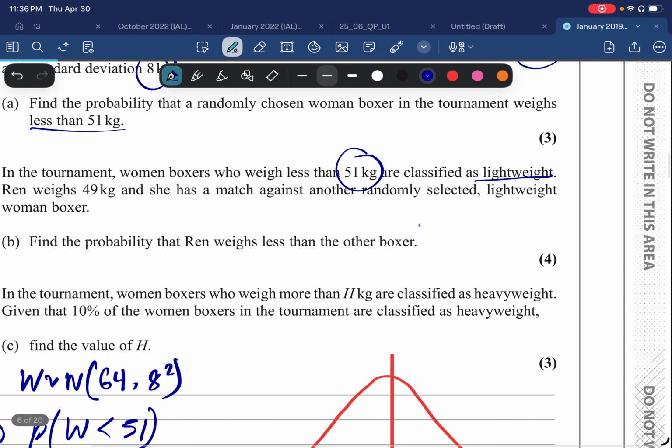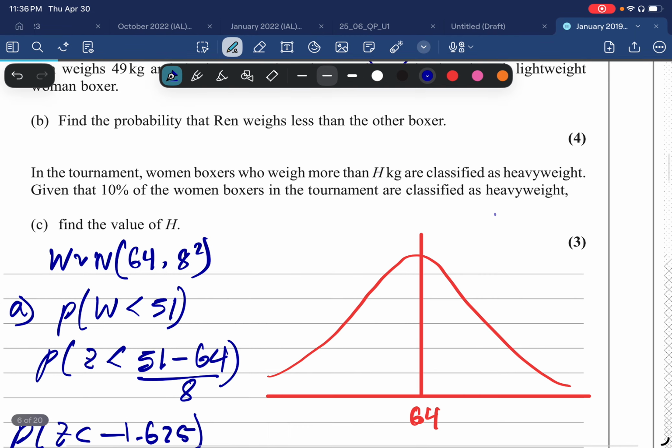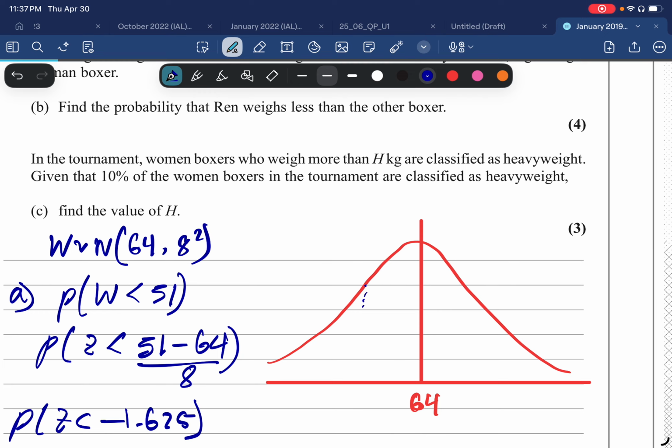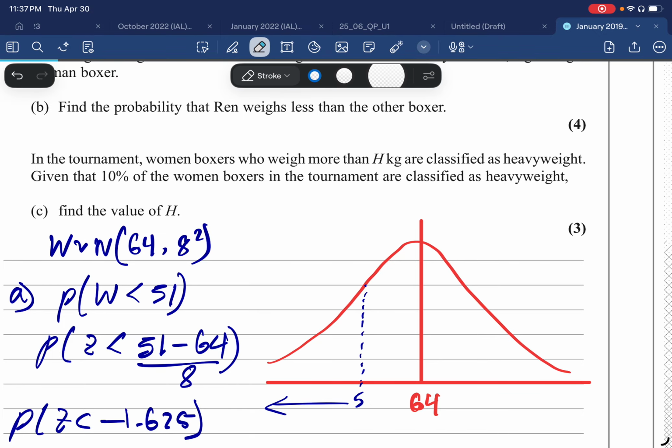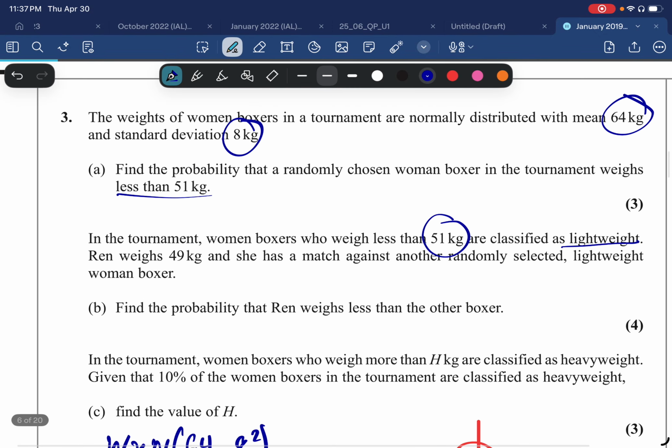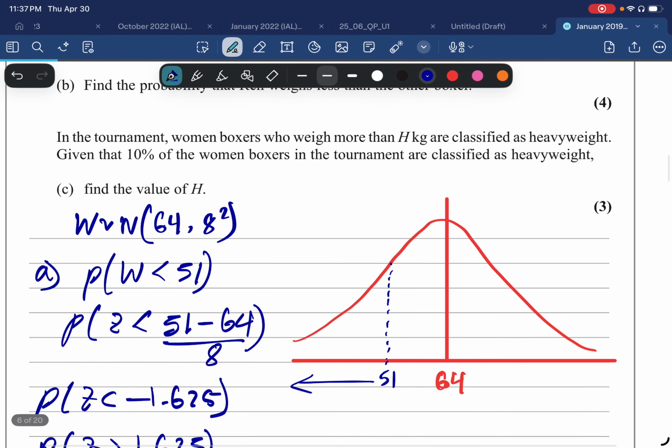They said people who weigh less than 51. So 51 is going to be somewhere over here. That is my 51. And people who weigh less, so it's going to be on this side over here, are classified as lightweight. So right over here, they're classified as lightweight.